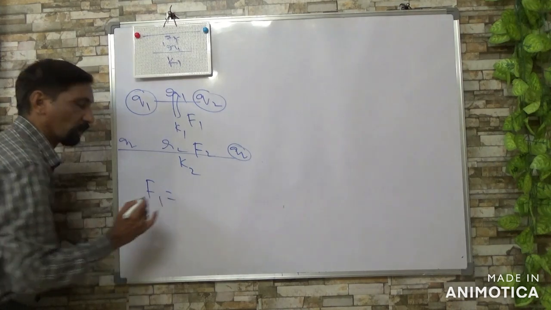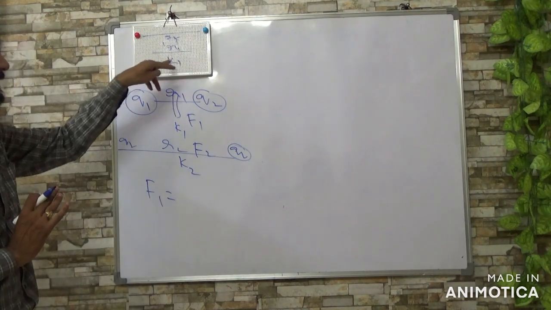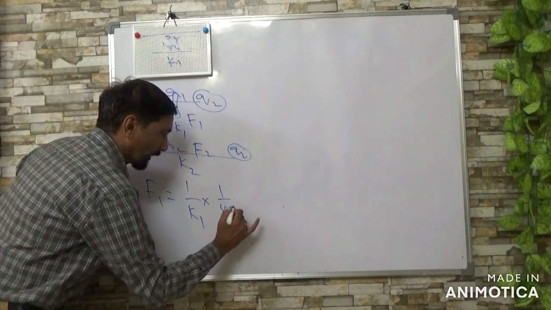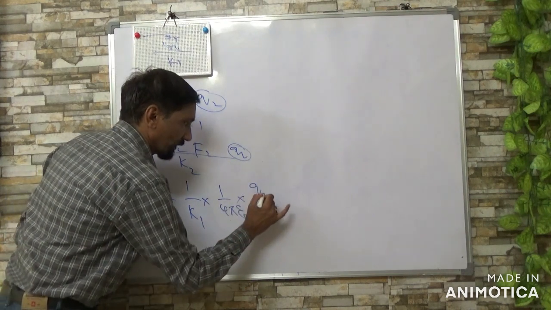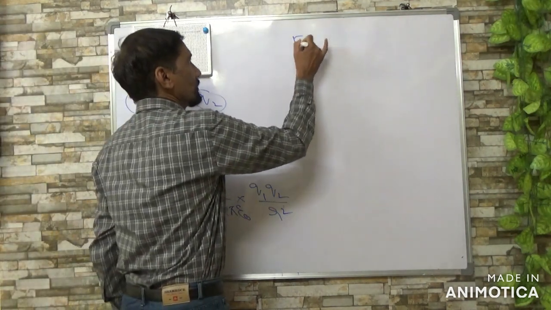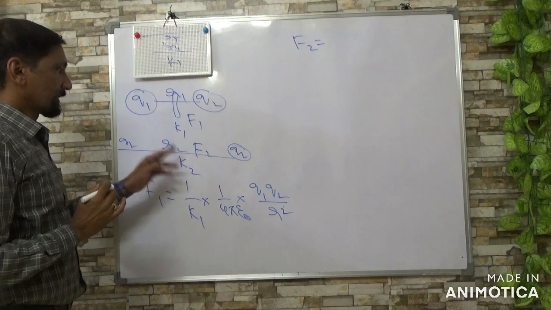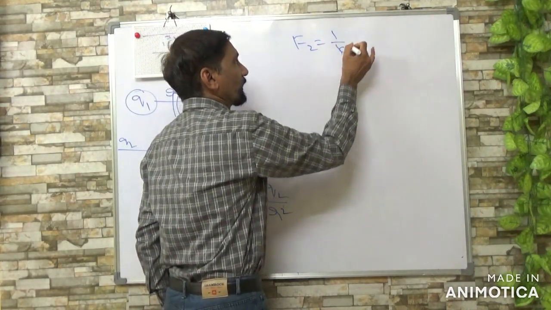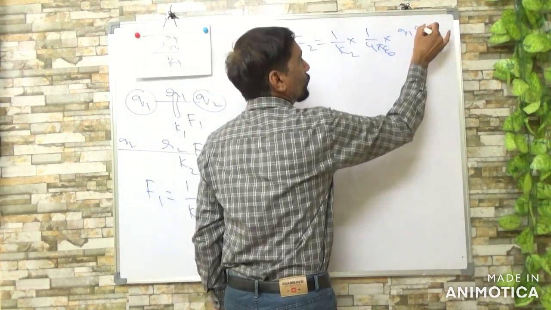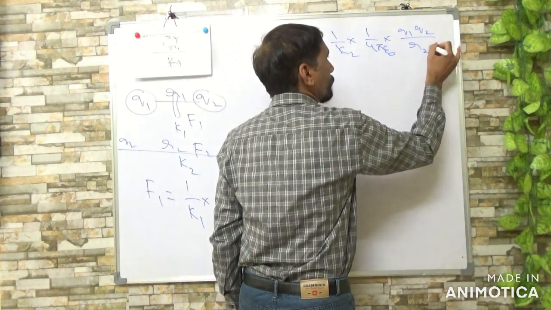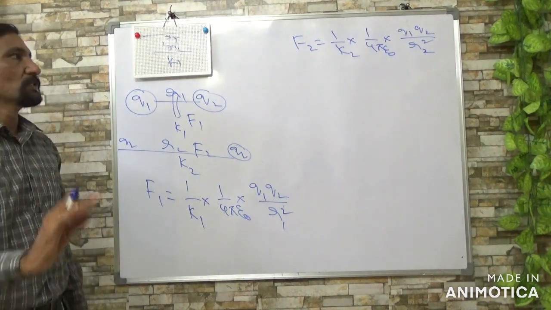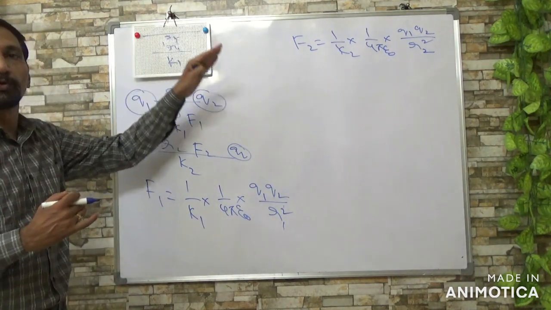So force between the 2 point charges when they are in a medium of dielectric constant k1 is 1 by k1 into 1 by 4 pi epsilon naught, q1 q2 by r1 square. For the second force F2, in the second medium k2 that you have taken, it is 1 by k2 into the constant 1 by 4 pi epsilon naught, q1 q2 by r2 square. First one r1 square, second one r2 square. According to our problem we are assuming that the forces are equal.